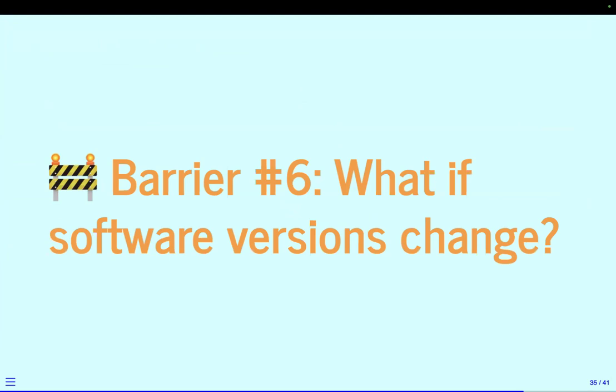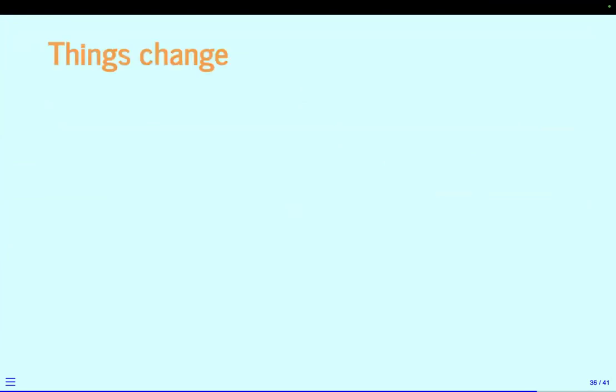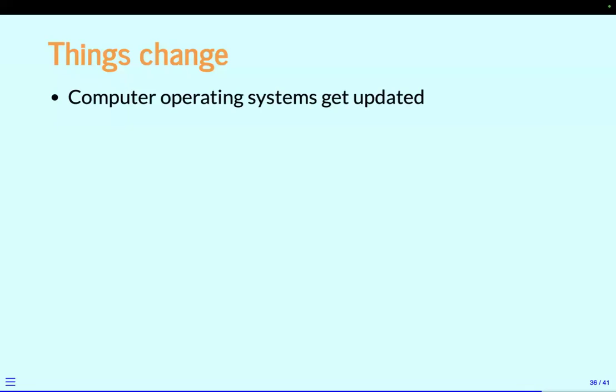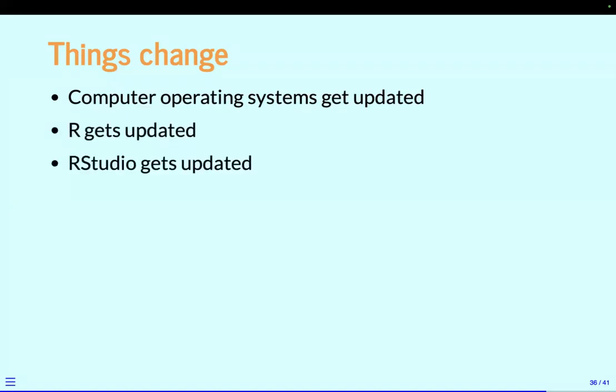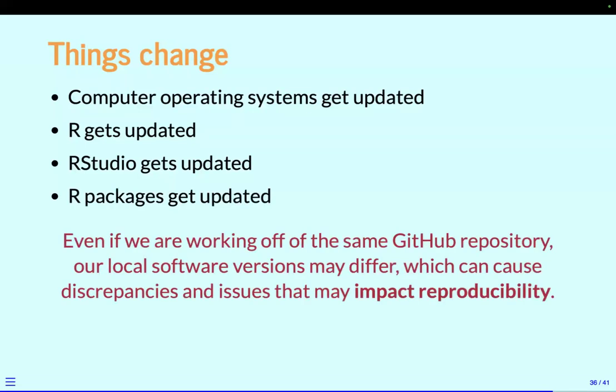So our next barrier here is what if software versions change, right? So things change. To begin with, at the highest level, your computer operating system gets updated, R gets updated, RStudio gets updated, packages get updated, and all this can cause some issues, right? So even if we're working off of the same GitHub repository, if our local software versions differ, this can cause discrepancies that may impact reproducibility.